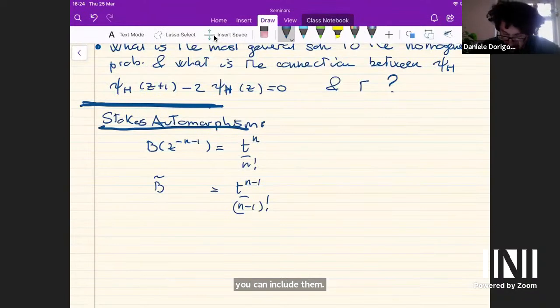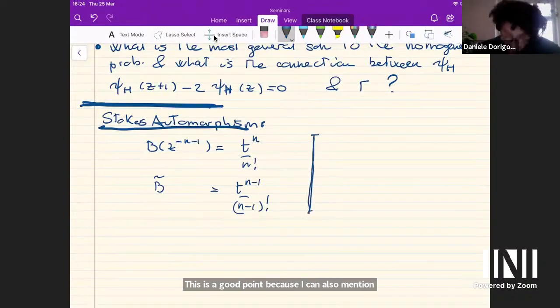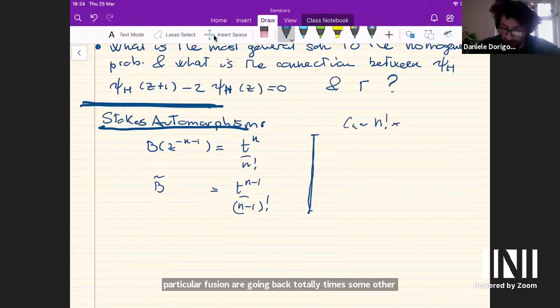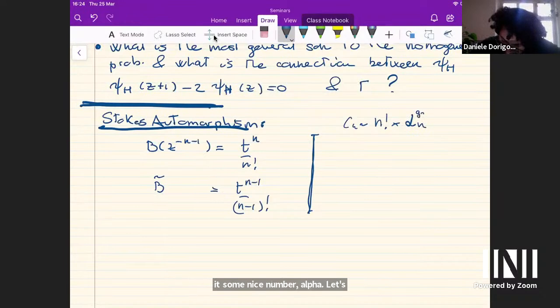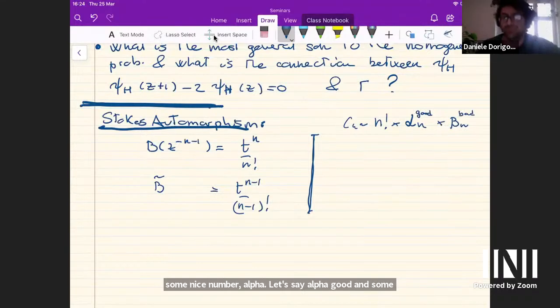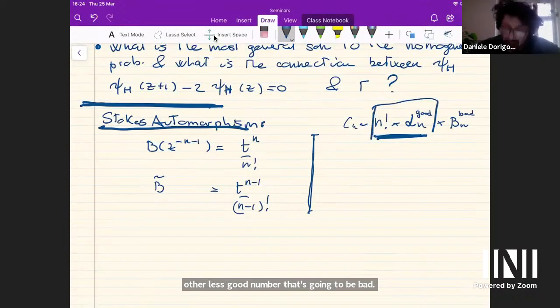This is a good point because I can also mention something else that I wanted to mention. Suppose you notice that your perturbative coefficients are growing factorially times some other number that you might recognize. Let me call it some nice number alpha, let's say alpha good, and some other less good number, let's call it beta, bad. If you know of a way to get rid of this combination, then you can try to define an alternative, a modified Borel transform.